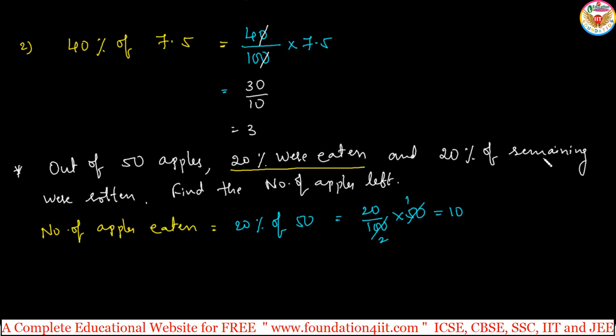Now 20% of the remaining. Remaining you have to find out first. So number of remaining apples is already out of 50, 10 are finished. That means 50 minus 10. So 40. 40 is the remaining. Now 20% of the remaining were rotten. They spoiled. So number of apples rotten.